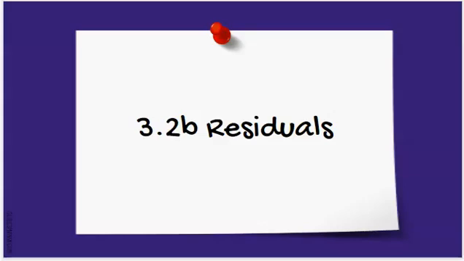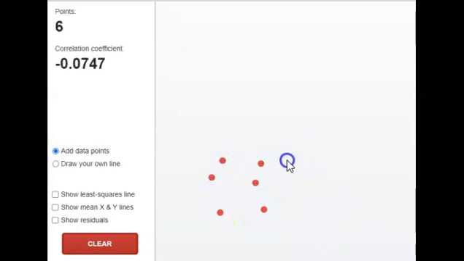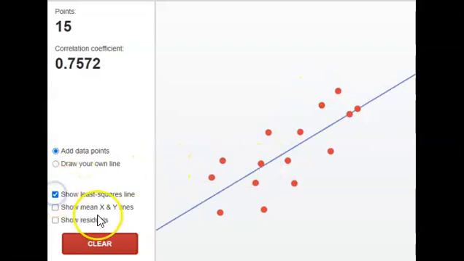3.2b, we're going to talk about something called residuals. Before I dive into the notes, I want to demonstrate what the residual is. Let's say we have a scatter plot of points, and we want to know what is the best fitting line for this. Well, the calculator or computer will find our least squares line. There's our best fitting line.